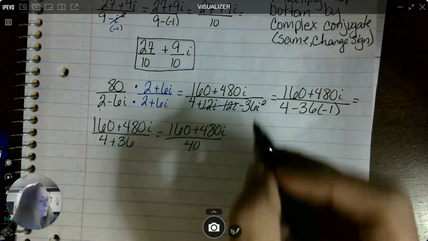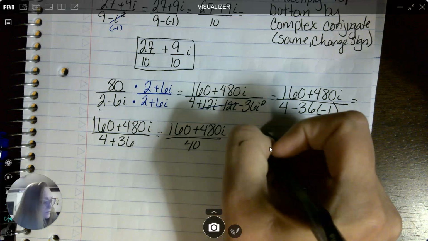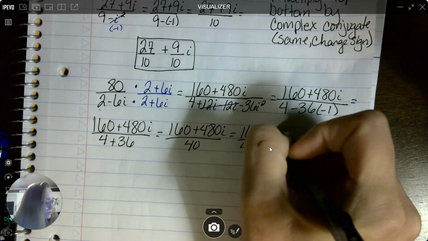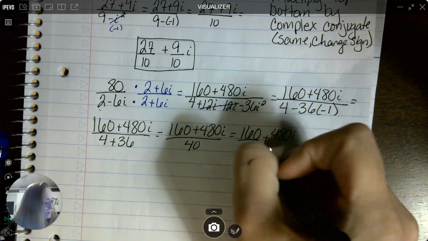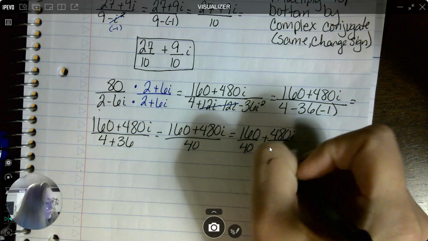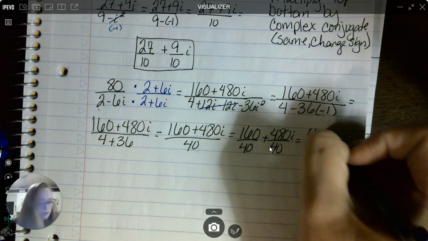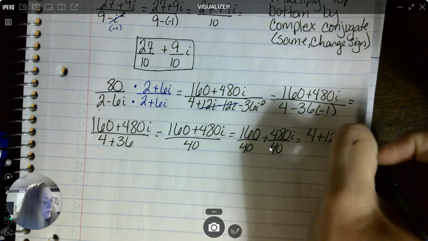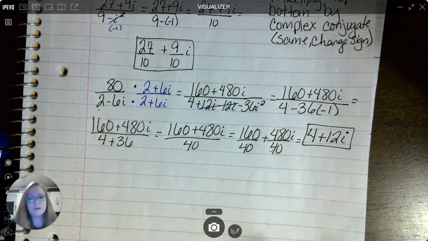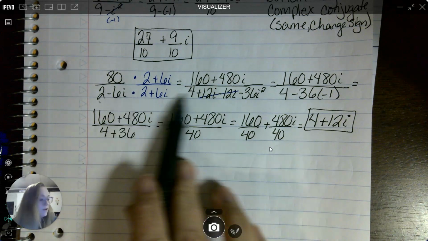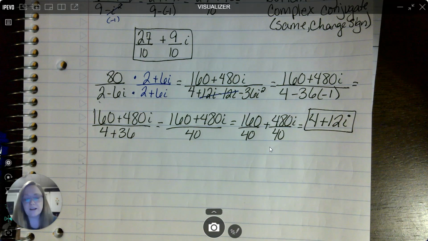Some of you might already be able to skip from here straight down to the 40. I'm going to go ahead and split that up. I get 160 over 40 plus 480i over 40. And when I simplify this, I get 4 plus 12i. So look how complicated it really got in these steps to simplify so easily.